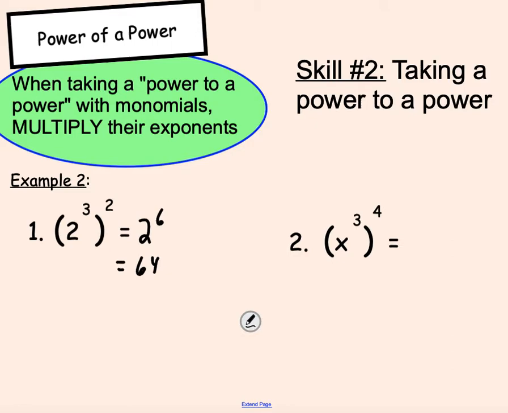All right, so now we've got x to the third to the fourth. It's a power to a power, so you multiply them. So 3 times 4 is 12. So we get x to the 12th.